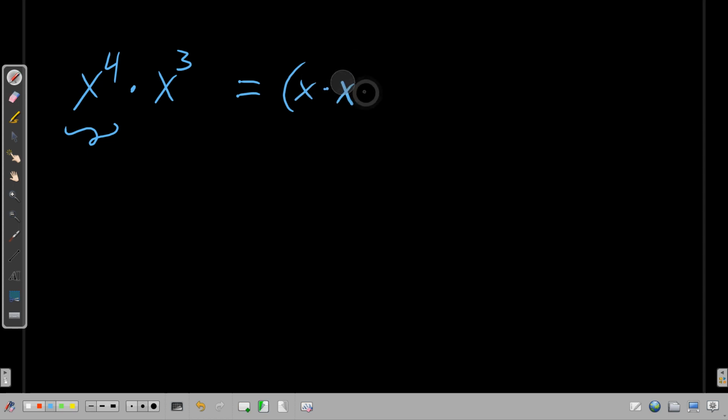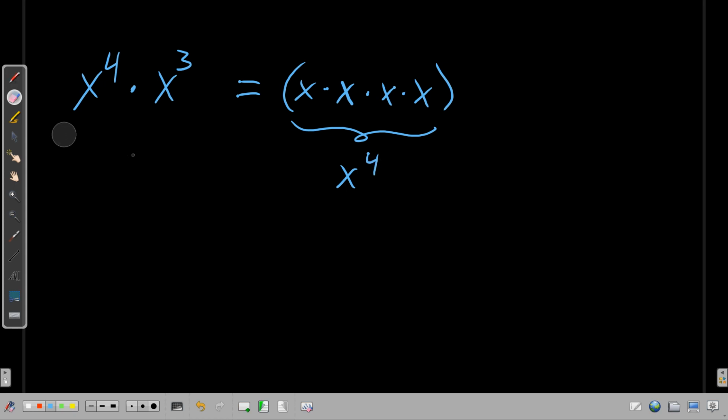To that end, let's look at x to the 4th times x cubed. The only thing we know is what I posted at the top of the discussion board. That tells us that x to the 4th is a product of 4 x's. This right here is x to the 4th, and it is being multiplied by x cubed. This is all we know how to do.